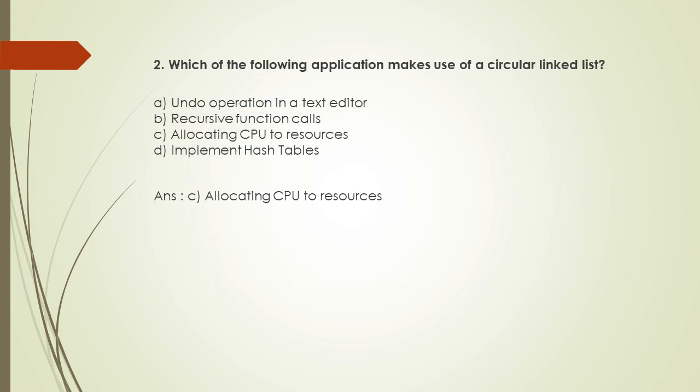The second question is, which of the following applications makes use of a circular linked list? Option A, undo operation in a text editor. Option B is recursive function calls. Option C is allocating CPU to resources. Option D is implement hash tables. The answer is option C, allocating CPU to resources.